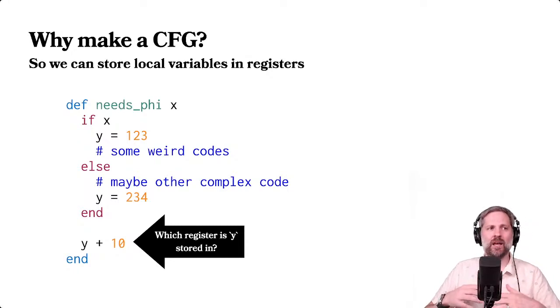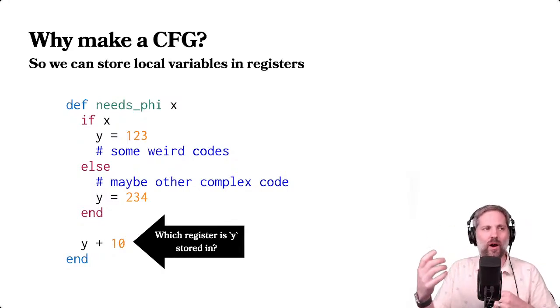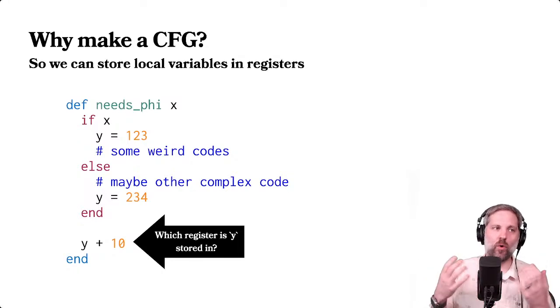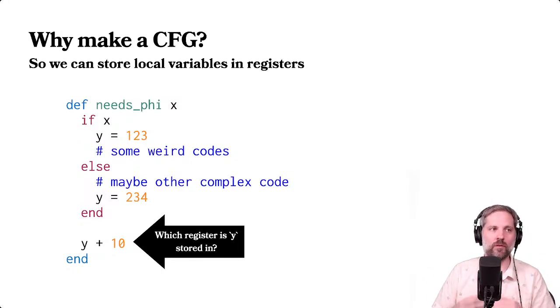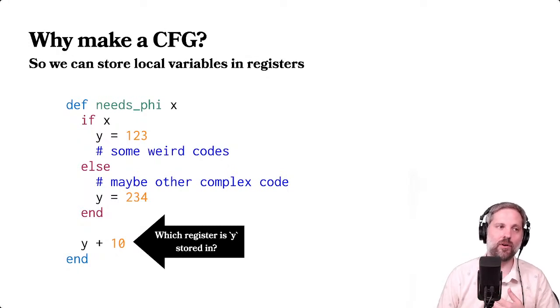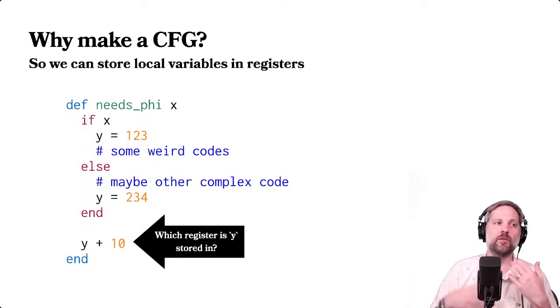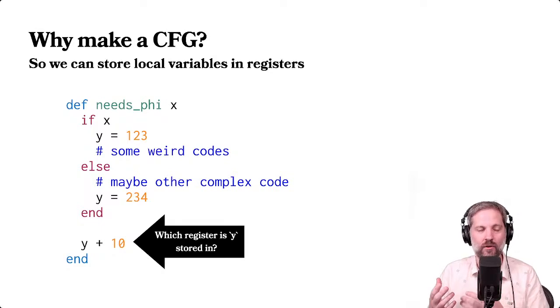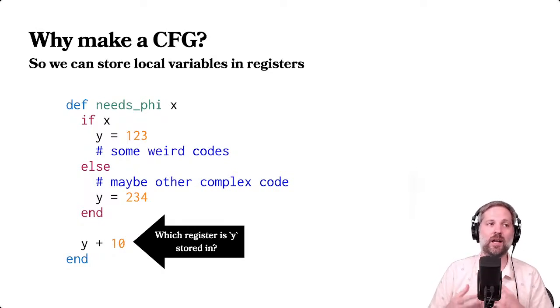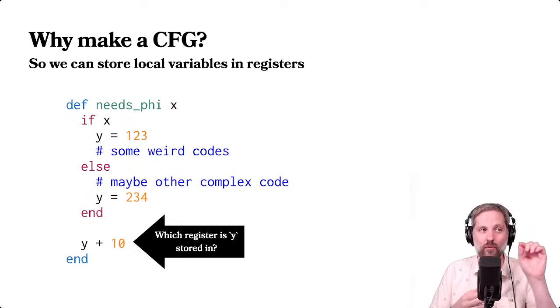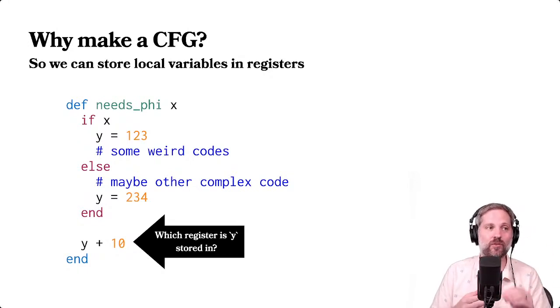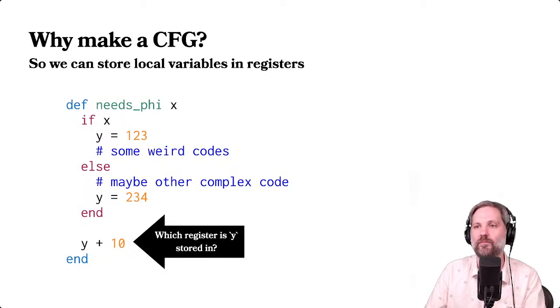It's pretty clear to us as humans: we just store the Y value in register 1 or something, and then we know we'll just reuse register 1. But it's not very easy for a compiler to know that, and converting the code into a control flow graph helps the compiler figure out that we need to make sure this Y variable lands in the same register when we exit these basic blocks.